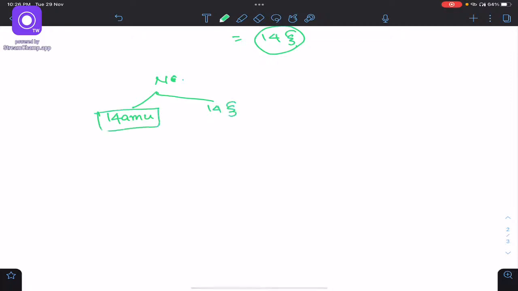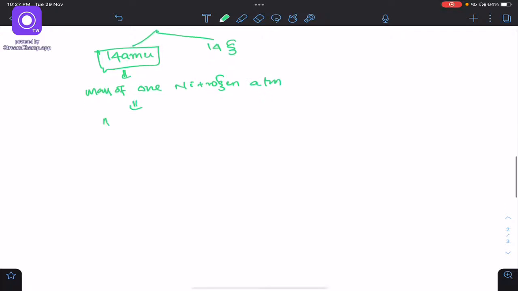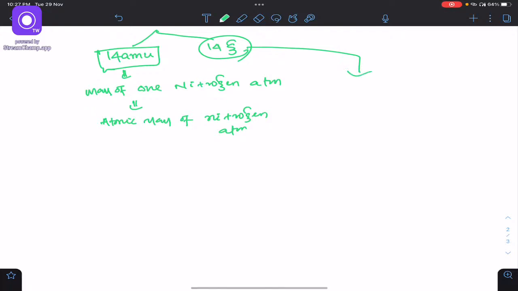What does 14 AMU represent? 14 AMU represents the mass of one atom, one nitrogen atom. Mass of one nitrogen atom is called the atomic mass of nitrogen. Okay, but what does 14 gram represent? This is the molar mass of nitrogen.